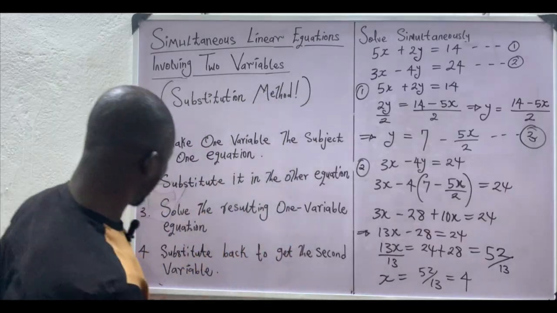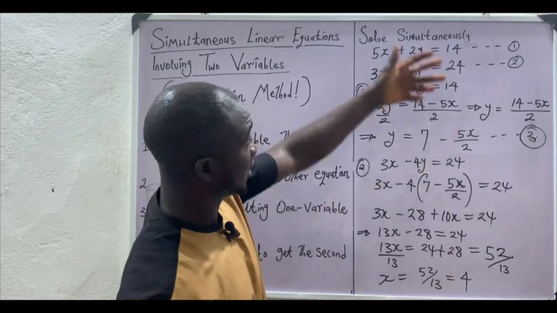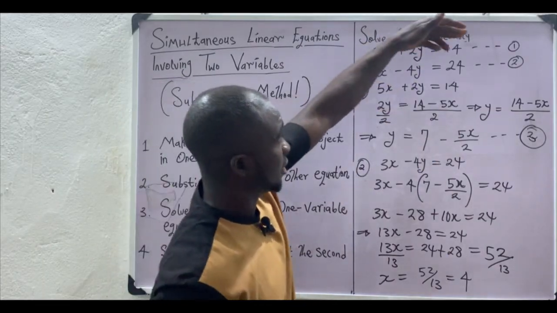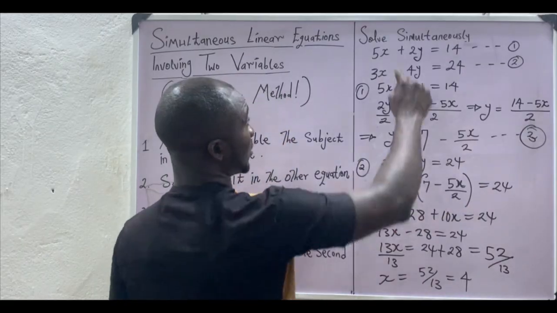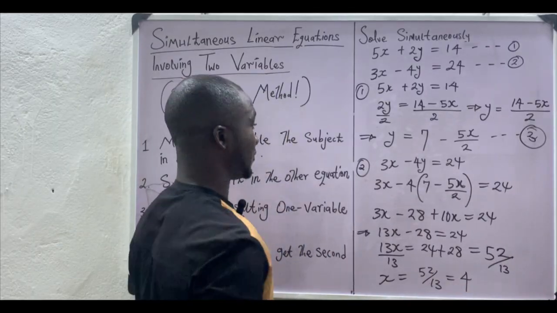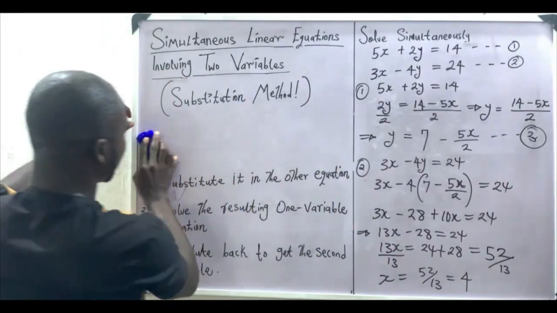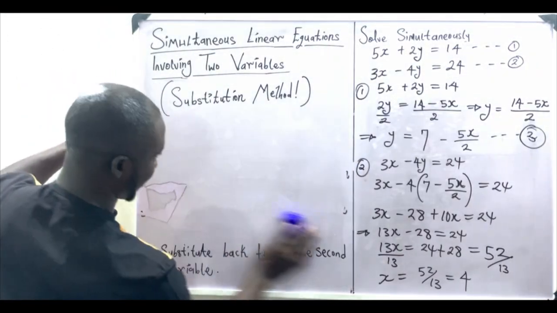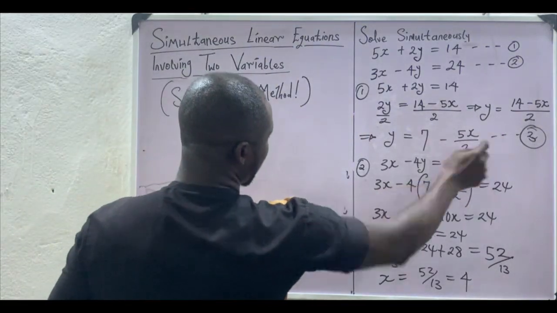Now, we are going to substitute back this value of x in either of these equations. So here we already have equation 1, equation 2, we also have equation 3. So we are going to replace the values of x in either of these equations by 4 in order for us to obtain the possible value of y. Now, if we do that, let us substitute it in equation 3.